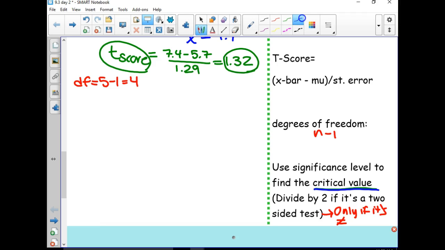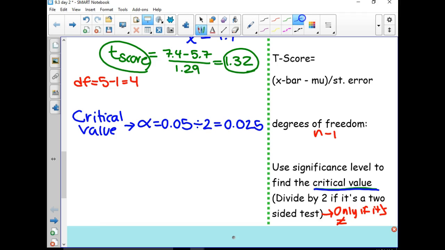How do I find this critical value? Well, I need to use the significance level. So I'm going to state what my significance level is. And it says in the problem that alpha is equal to 0.05. Because it's a two-sided test, which means the HA, the alternative, is a not equal to, I need to divide 0.05 by 2. I use my alpha to find my critical value.